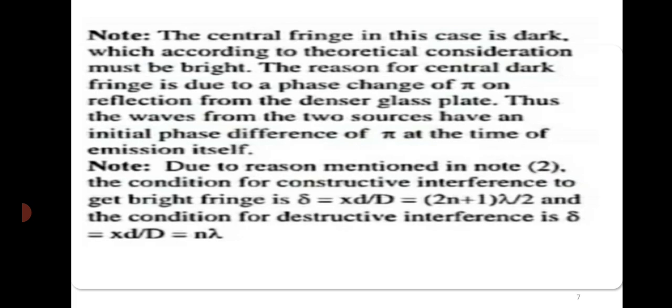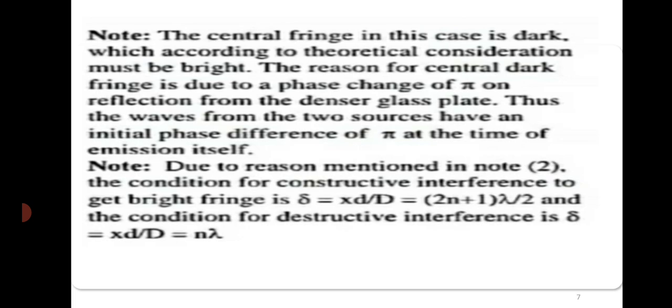Here one thing we should note: the central fringe in this case is dark, which according to theoretical consideration must be bright. The reason for the central dark fringe is a phase change of pi on reflection from the denser glass plate.